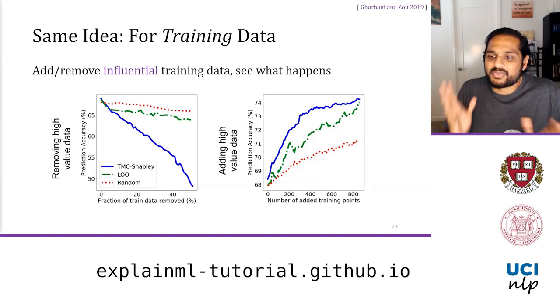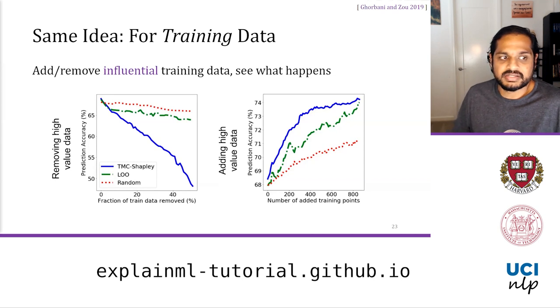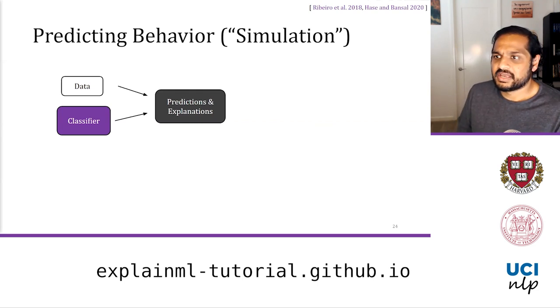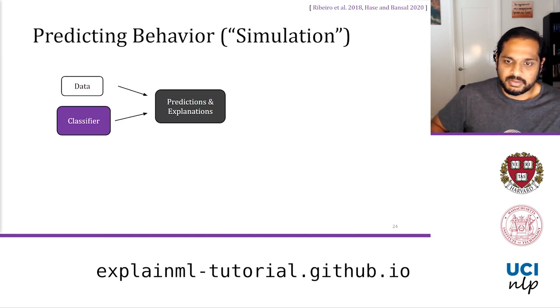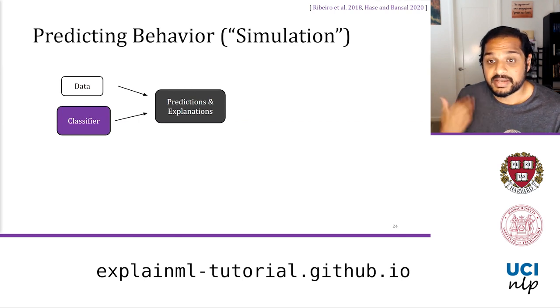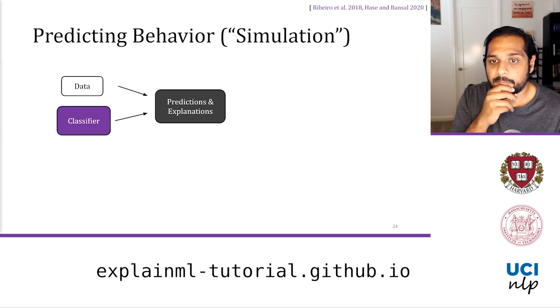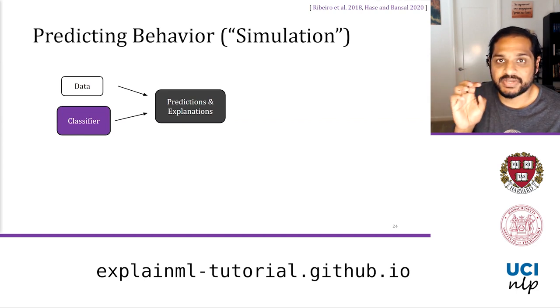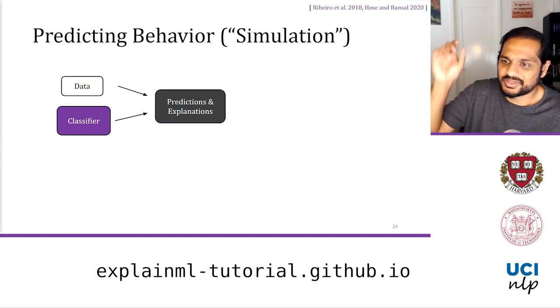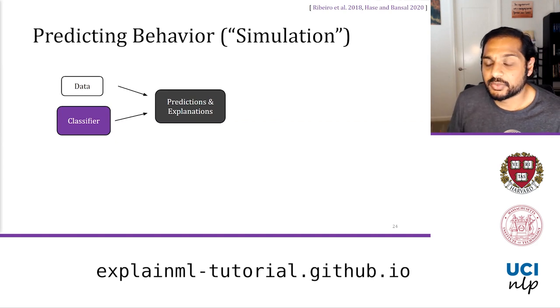So these were sort of one way of evaluating the behavior. Here's another one that is pretty common, where you're trying to train the users to predict the behavior of machine learning models. It's also been called simulation by a few papers, and I'm giving some examples of where these things take place. The idea here is you have some data and some classifier that you're trying to evaluate, and you get the predictions and explanations for this data from the classifier. A bunch of predictions, false true, and then an explanation, whatever explanation technique you want to evaluate.